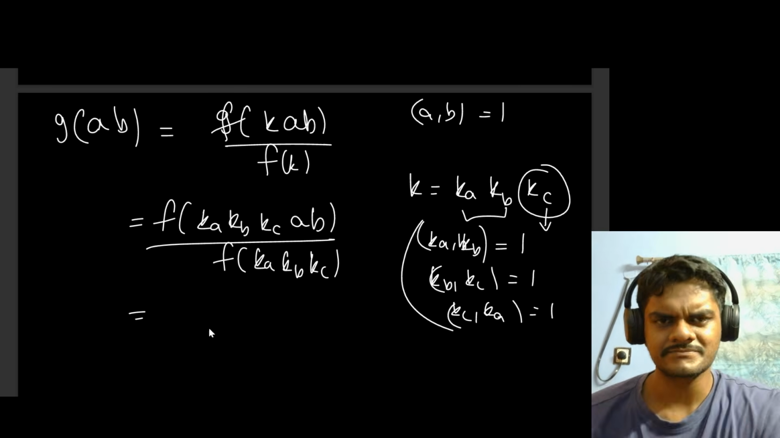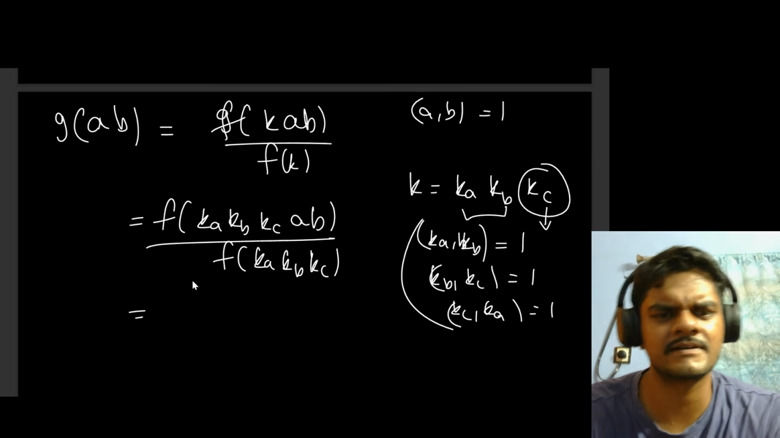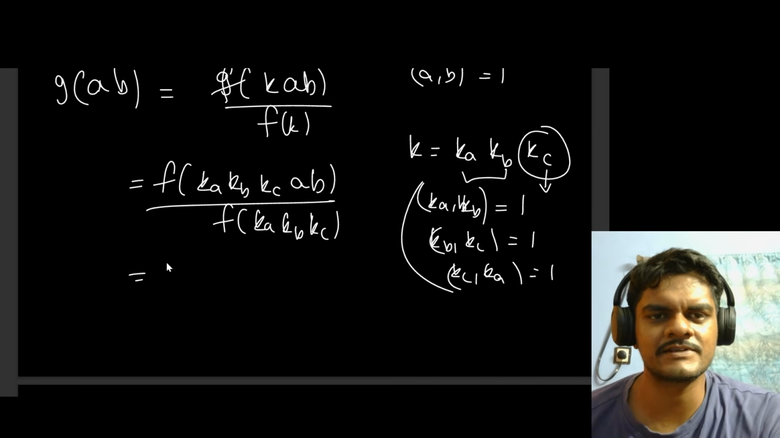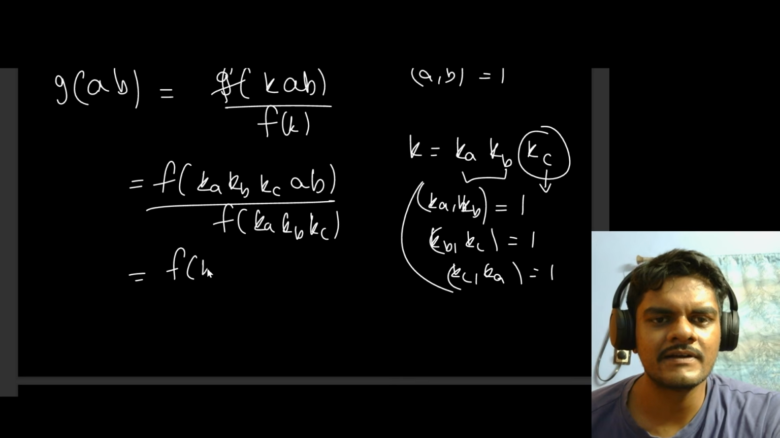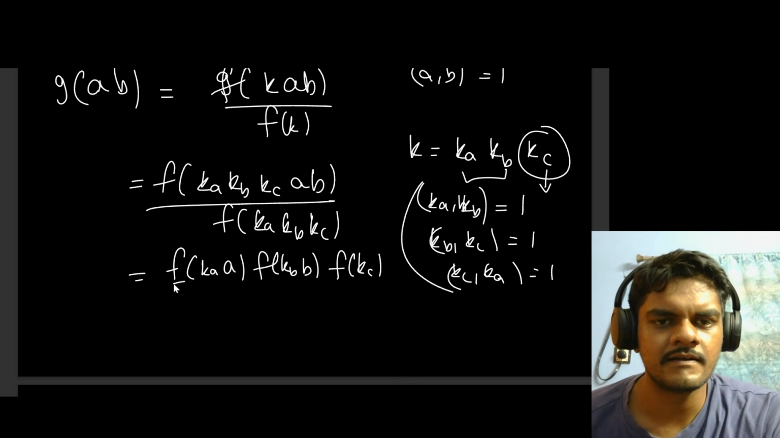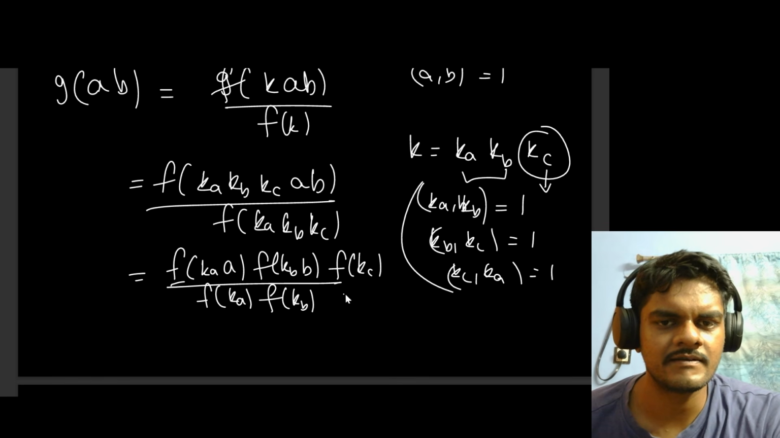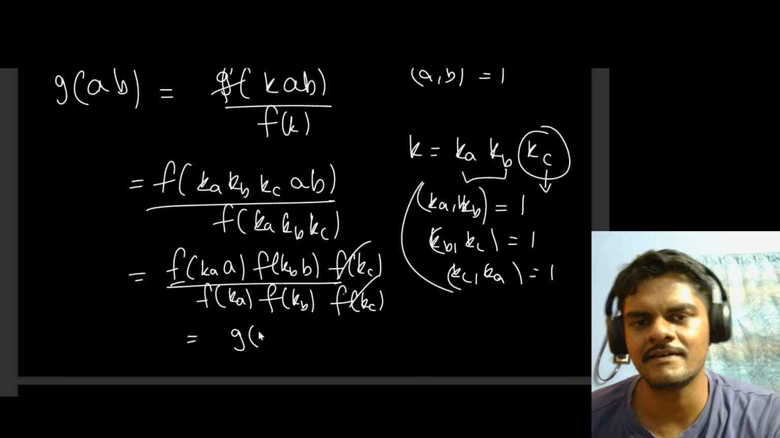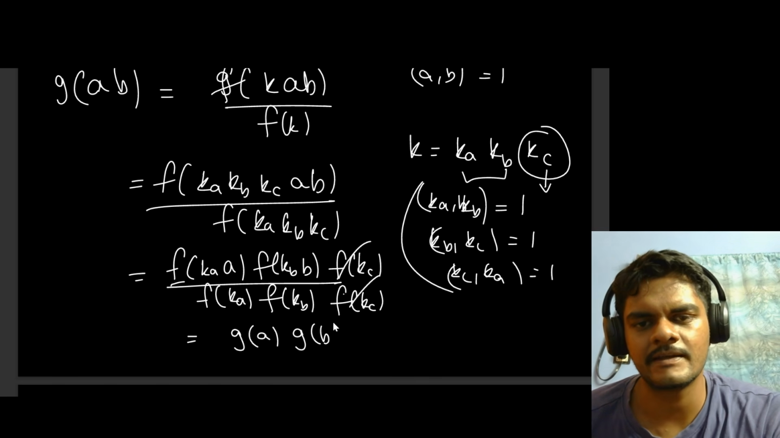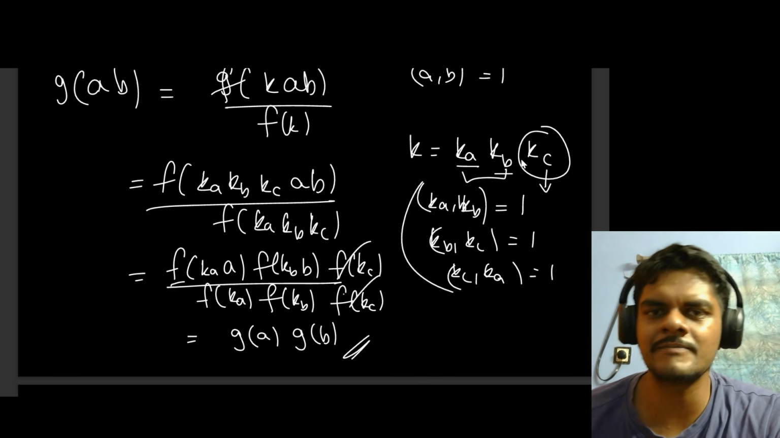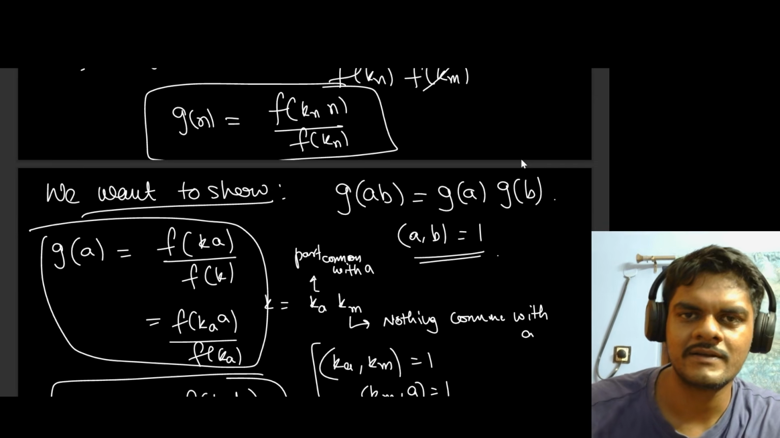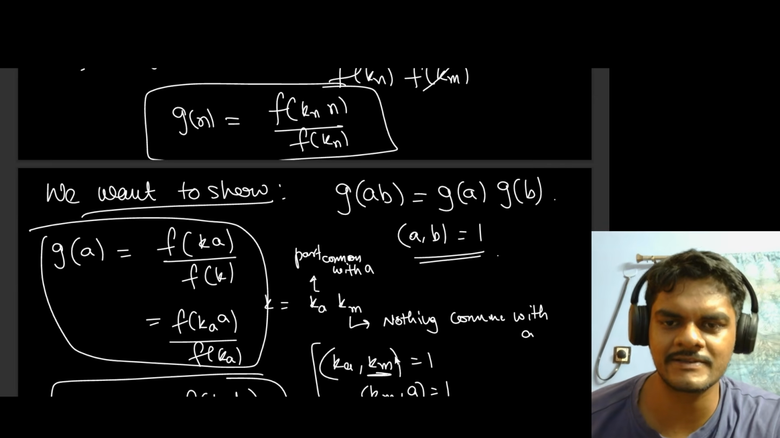All right. So this can be written as, oh, there's not much time. So f of K into A, f of Kb into B into f of Kc divided by f of K, f of Kb, f of Kc. This will get cancelled, and you'll see that this is obviously g of A into g of B. It is the same Ka, Kb which we got above. The Km is different.